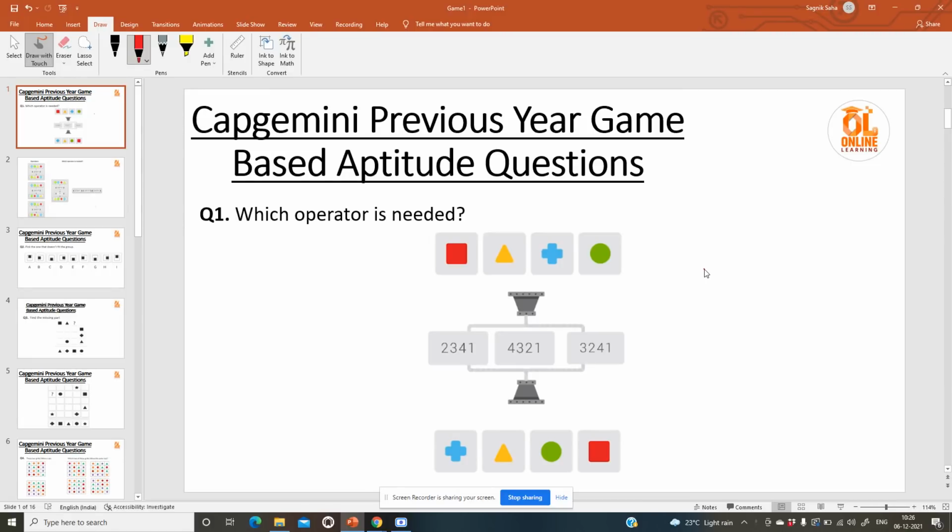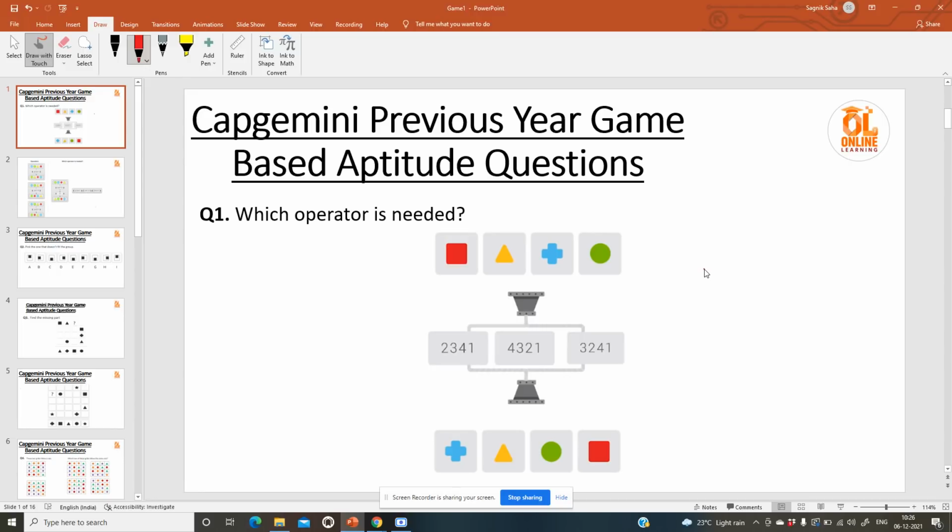Today I am going to discuss the game-based questions asked in the Capgemini exam. You all may be aware that it is the third round of the Capgemini exam and it is also an elimination round. I will discuss as many types of games as possible and will also tell the tricks to solve them, which will surely help you in the exam.